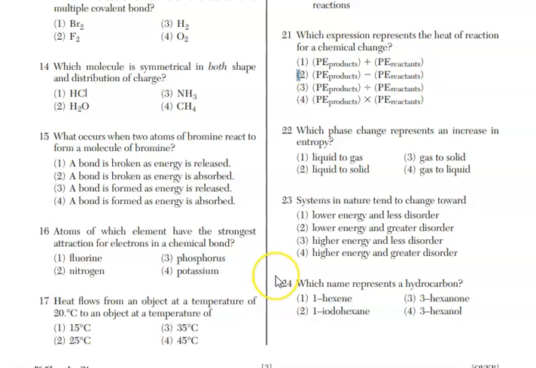Question 24, then our hydrocarbon is choice 1, which is 1-hexene, and it has everything to do with the ending being ENE. For choice 2, iodo means you have iodine also in the molecule. Hexanone is a ketone. That means you have oxygen in the molecule. And OL means you have an alcohol that has oxygen also.